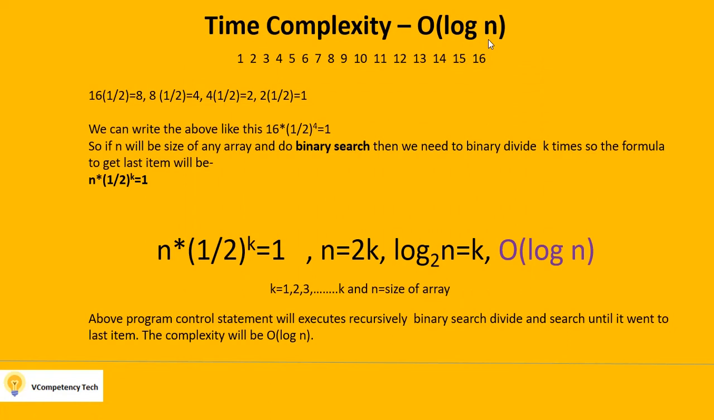Now I'm coming to time complexity O(log n). If you're going for binary search, what does binary search say? Divide the array into two parts and check which part the value is in. You go to that side, again divide and check which side the value is in. Again divide until you have one item. In this case, your time complexity is O(log n). How is it O(log n)? Check.